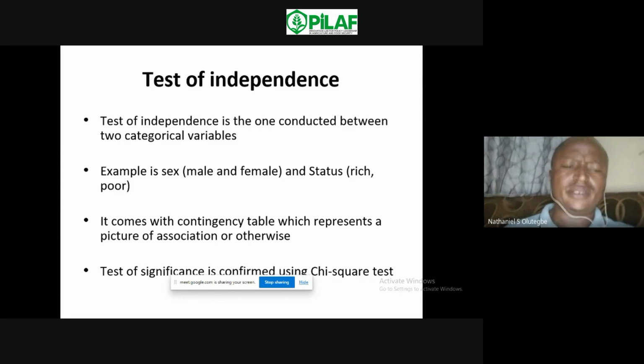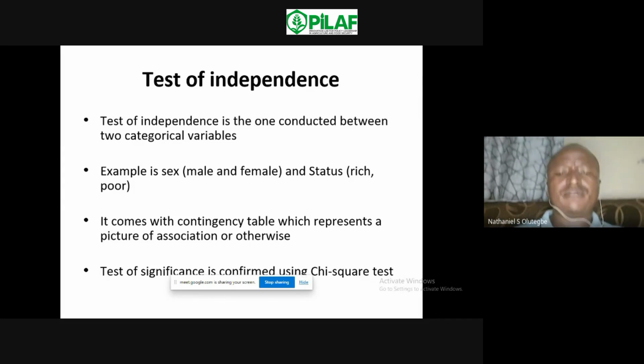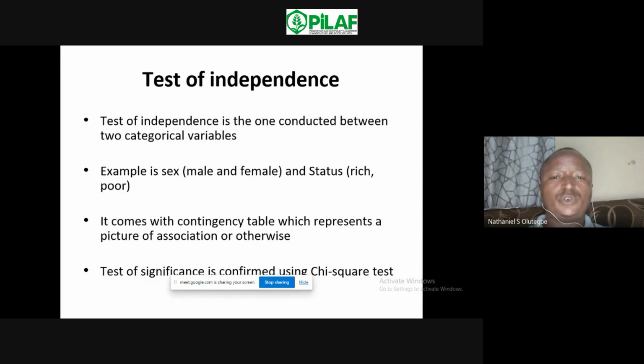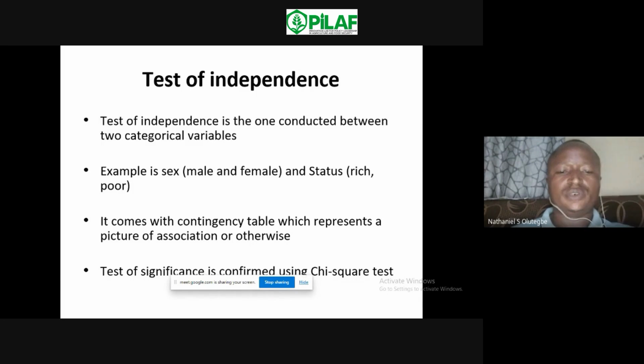And normally, or usually, it comes with what we refer to as a contingency table, which represents a picture of association between these two variables or otherwise. And so when you conduct a test of independence, you have a contingency table, which shows the distribution, which shows the counts of the different research subjects belonging to different categories.